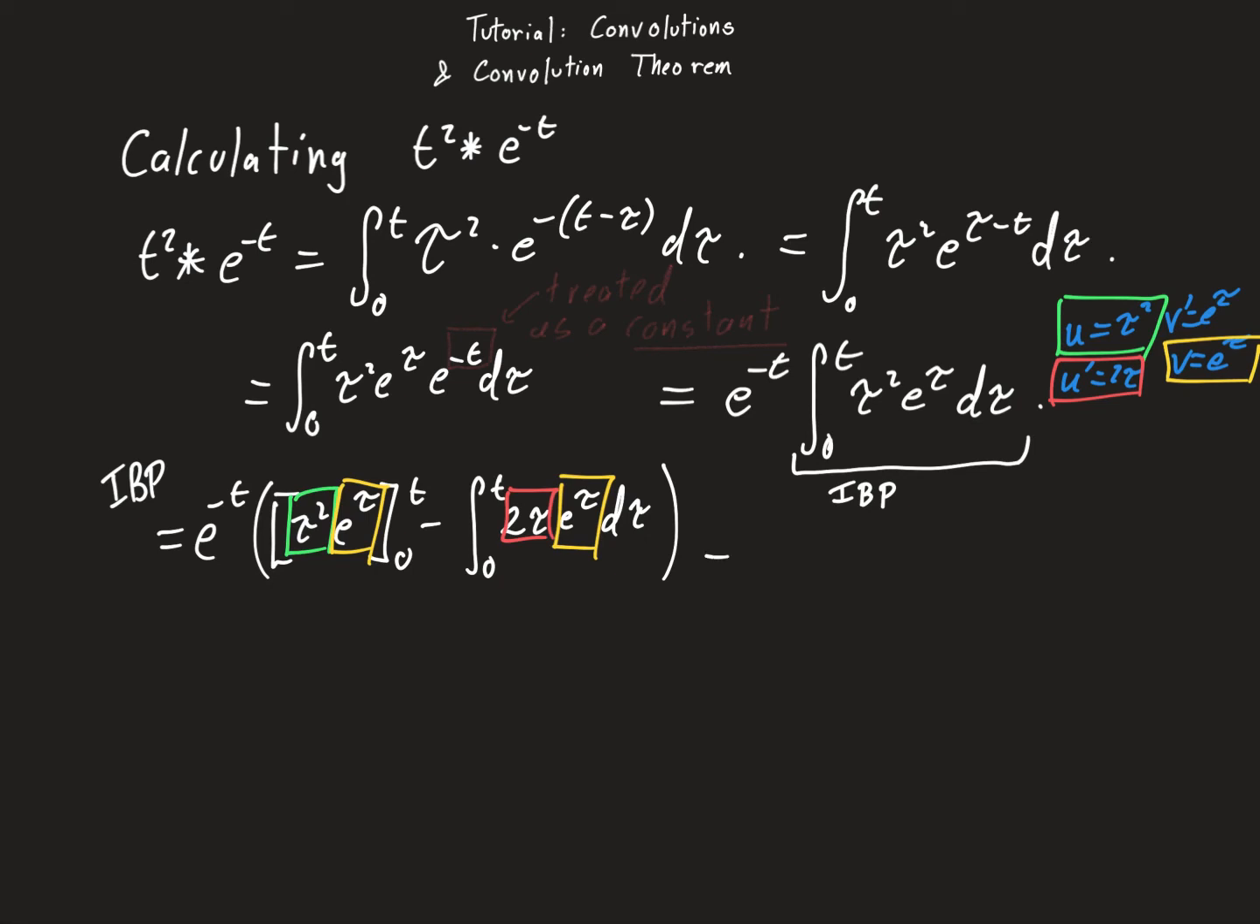Okay, now let's multiply this out, plug these values in. And what do we see about this guy over here? Well, we see that when tau is equal to 0, because we have a tau squared in front, this is going to be equal to 0. And this guy is going to be equal to t squared times e to the t when tau is equal to t.